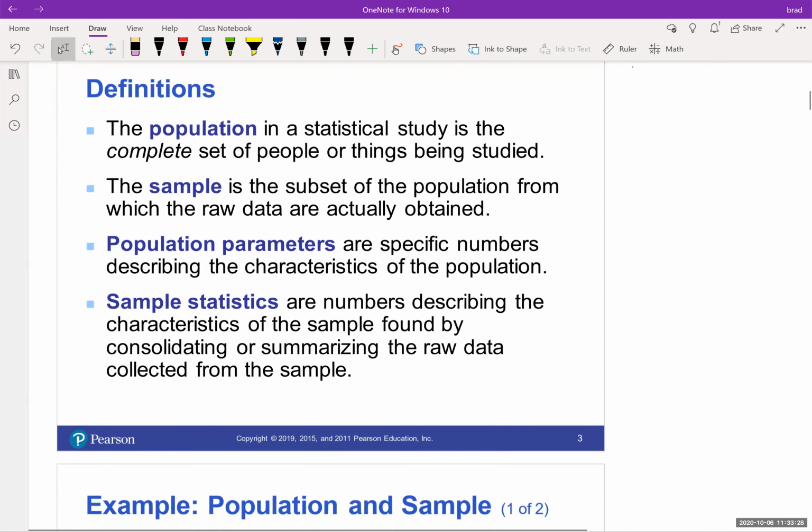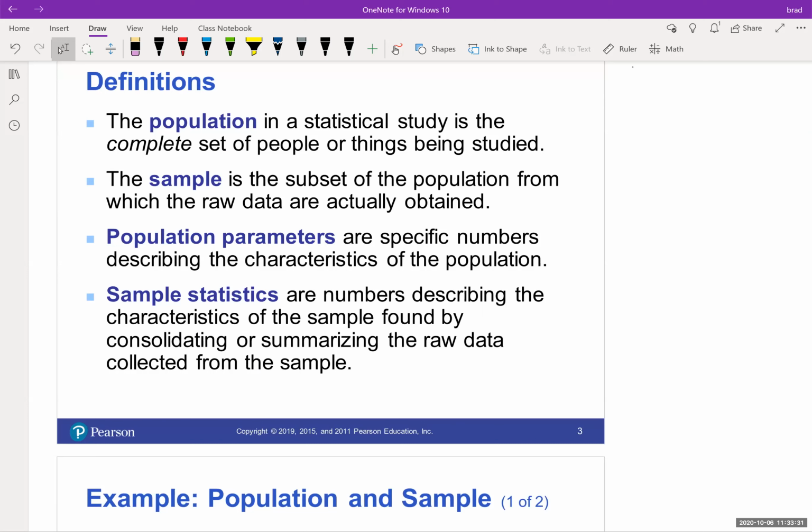Okay. A few definitions. The population in a statistical study is the complete set of people or things being studied. Okay, so there's a little bit of a gray area sometimes on how to differentiate between population and samples. So for our class especially, we'll try to make it obvious. It says the sample is the subset of the population from which the raw data are actually obtained.